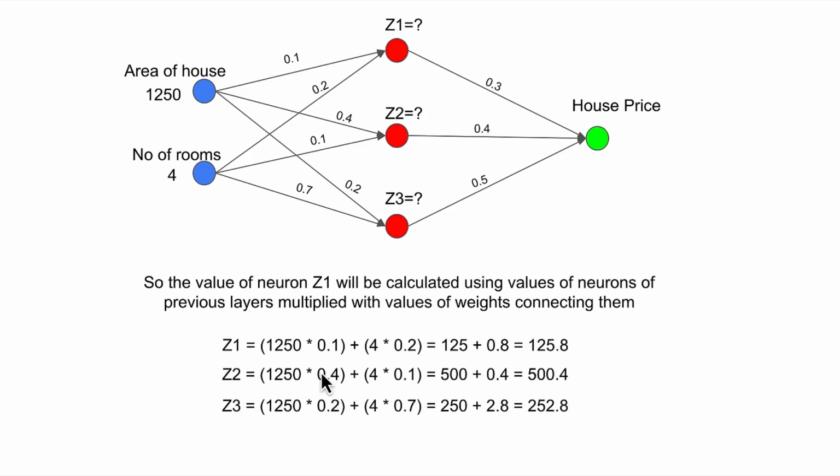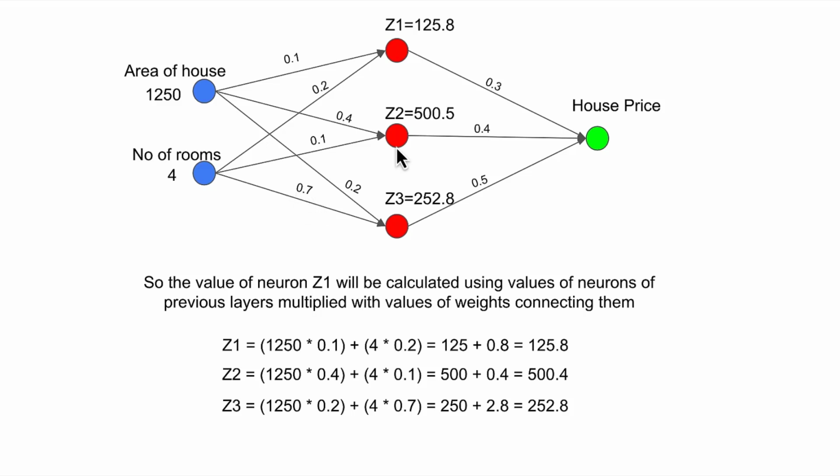So you can see for z2 we took the value of area and multiplied it with 0.4 and then we multiplied this 4 with 0.1 and we got the value 500.4 and then we did the same for z3. So to calculate a value of neuron we are going to use the value of neurons in the previous layer and the weights joining them.